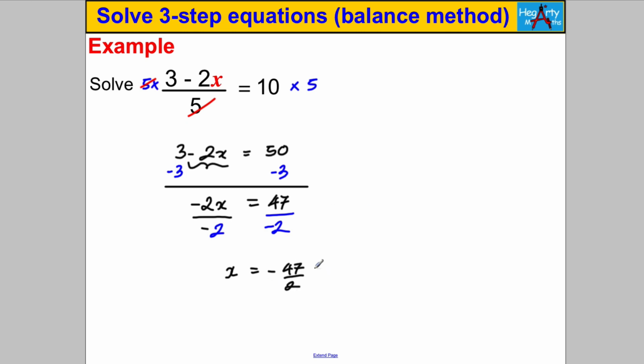If you want to check that actually works, up here 2 multiplied by negative 47 over 2, well that's going to be negative 47. 3 subtract negative 47 is 50. 50 divided by 5 is 10. Yep, you got the right answer.